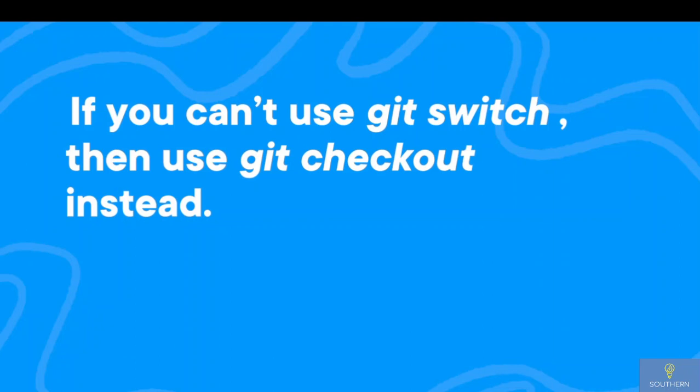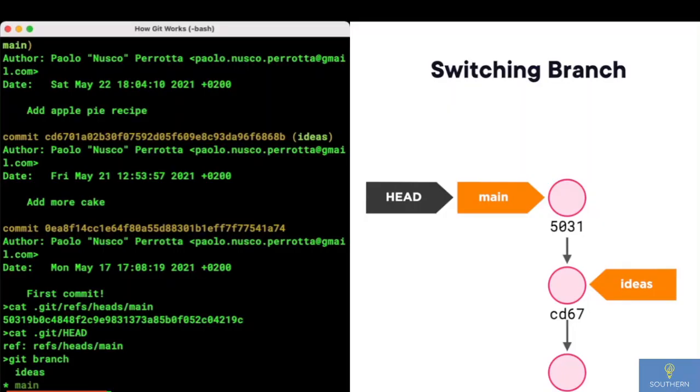I generally use switch here to change branch because that's the whole reason why switch was introduced, to change branches. While checkout, we'll see later that it can also do other things. So switch is more specifically for changing branches compared to checkout, but they both work. So back to where we were, git switch ideas.